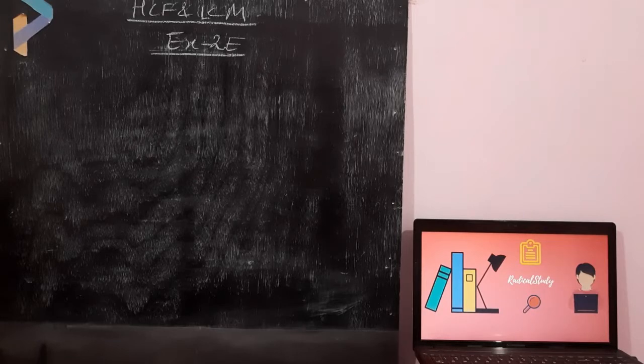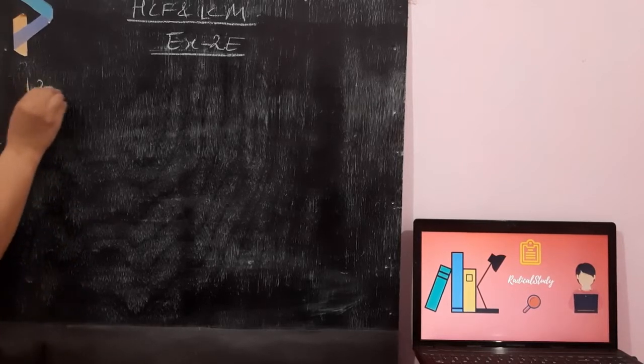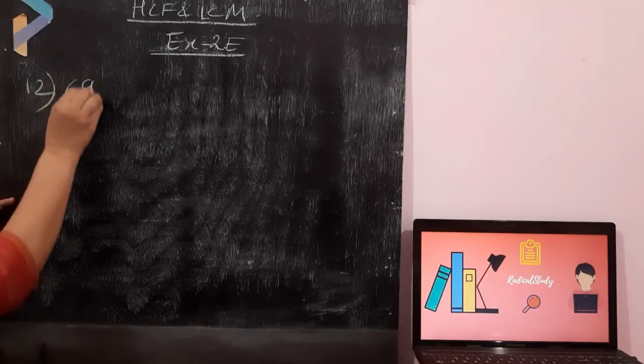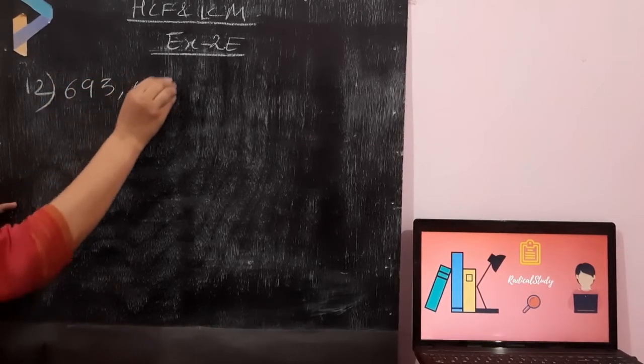In today's video, I am going to start exercise 2E. We have already started this exercise, and I have given questions from this exercise. Now I am going to solve some questions based on HCF and LCM, and I am going to solve question number 12 first. Question number 12 says: find the HCF and LCM of 693 and 1078.